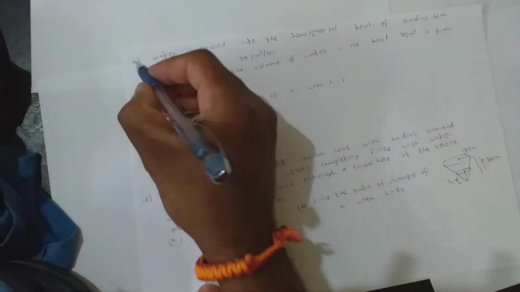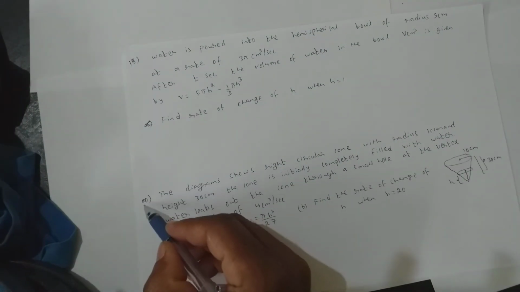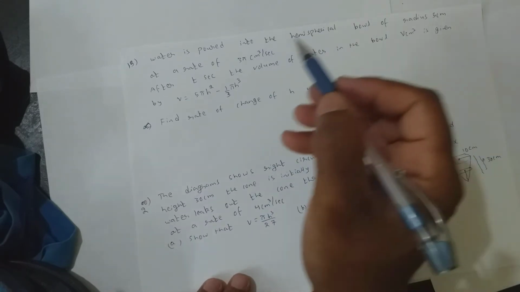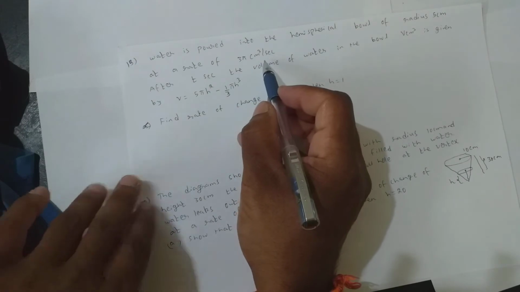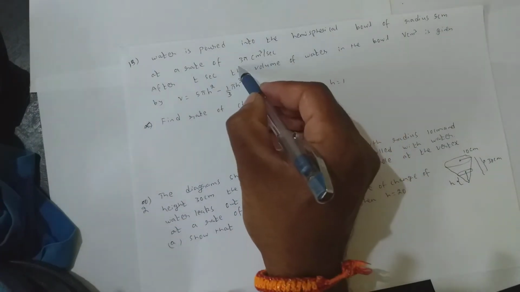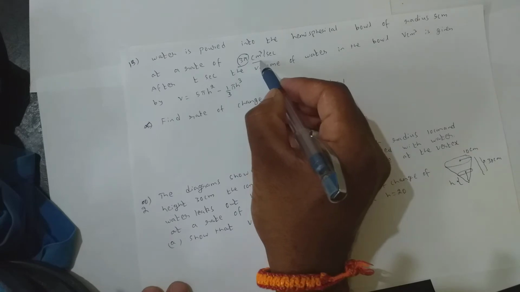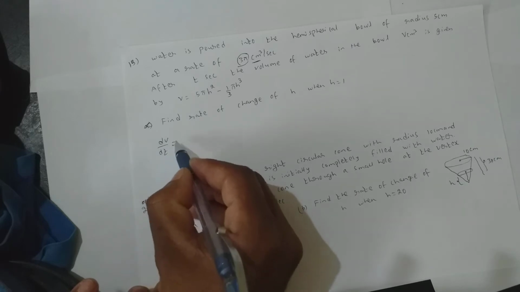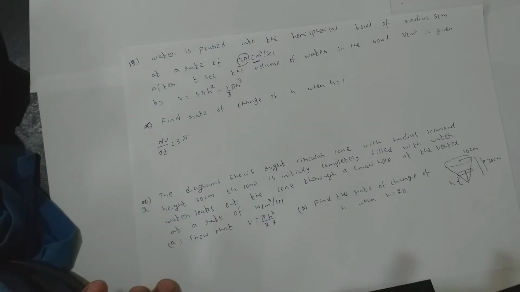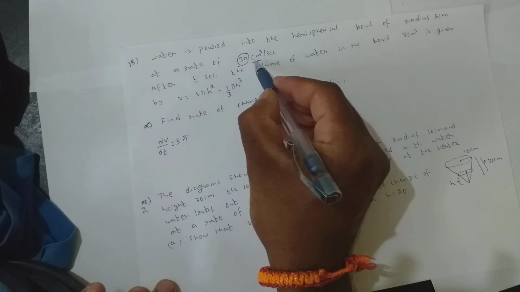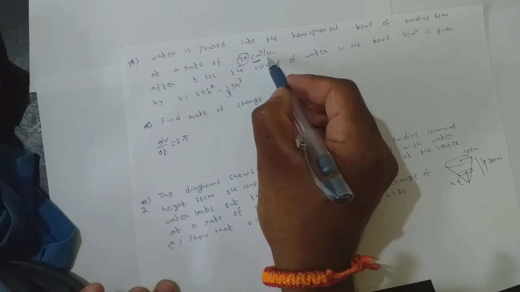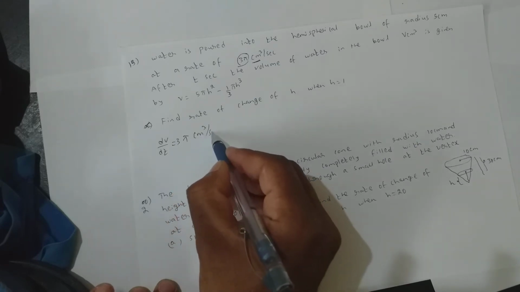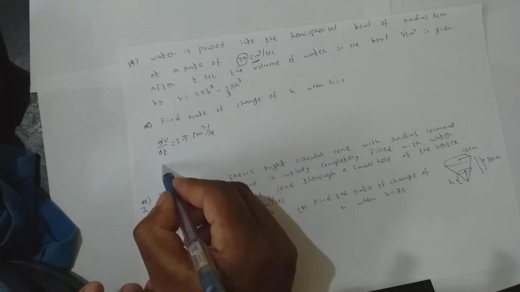Look at this sum. Water is poured into a hemispherical bowl of radius 5 at a rate of 3 pi centimeter cube per second. What is 3 pi? It's not dr by dt. Look at the units here. Centimeter cube is for volume. So it is dv by dt is 3 pi. That is the first step you need to understand. Centimeter cube per second means volume per second is given, 3 pi centimeter cube per second, and R is 5.